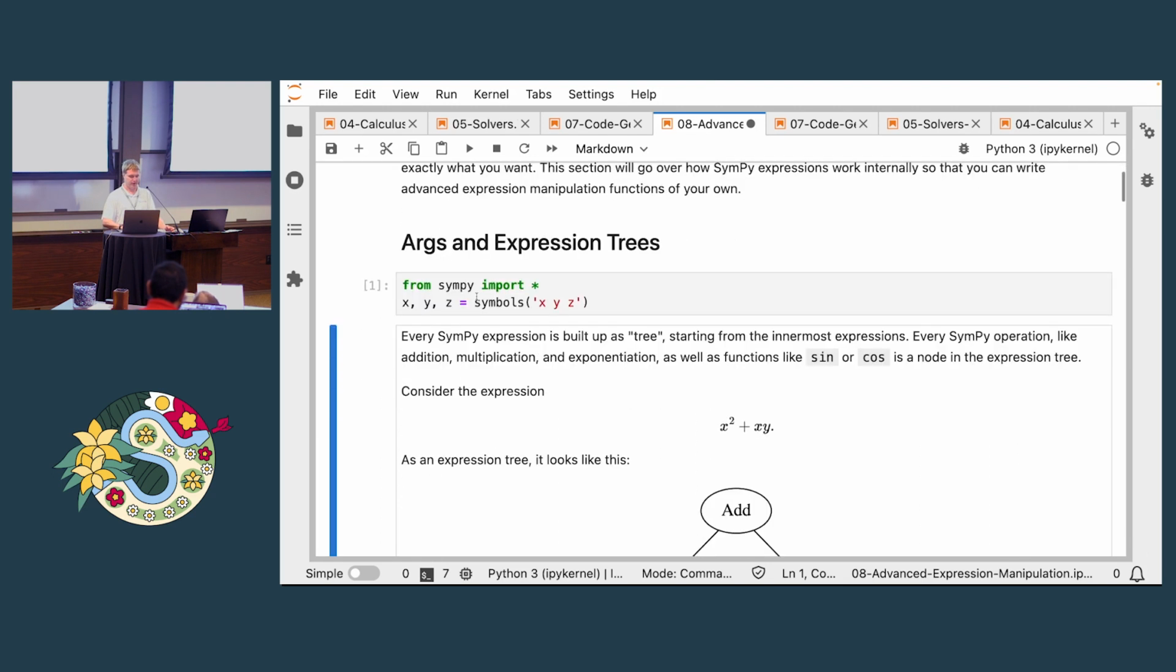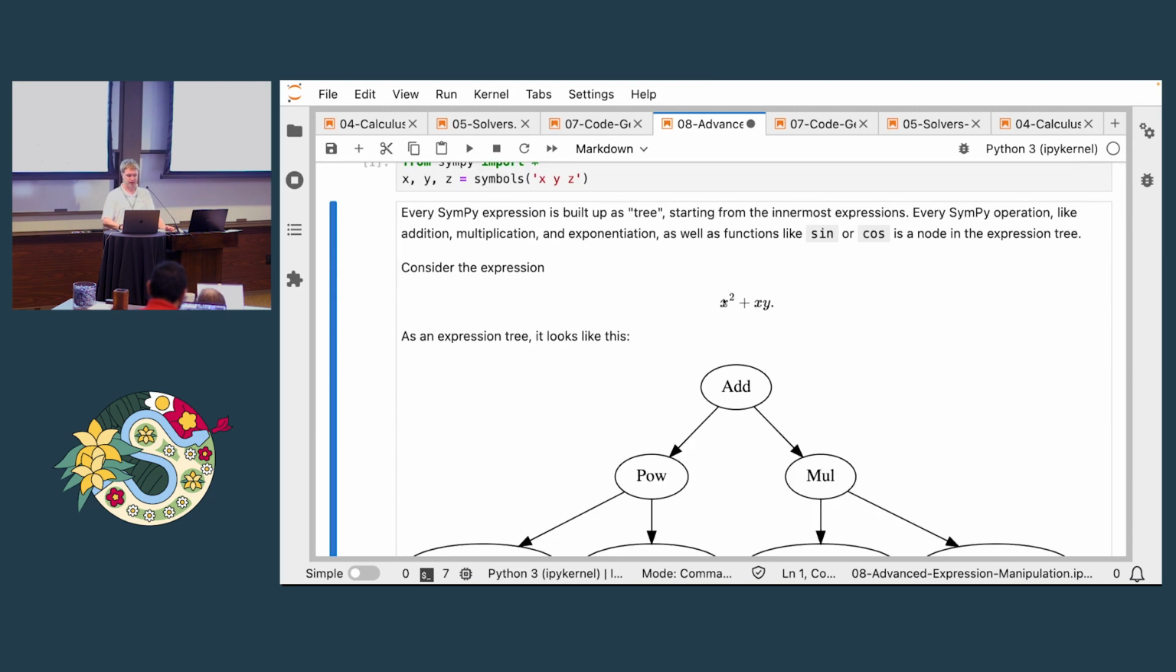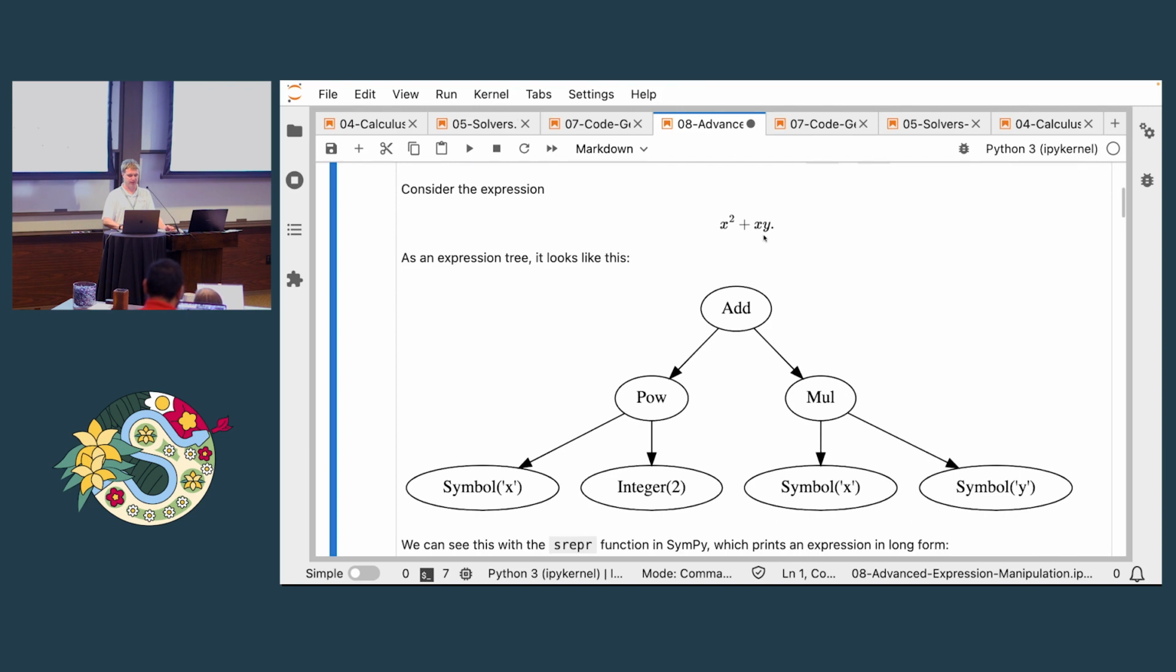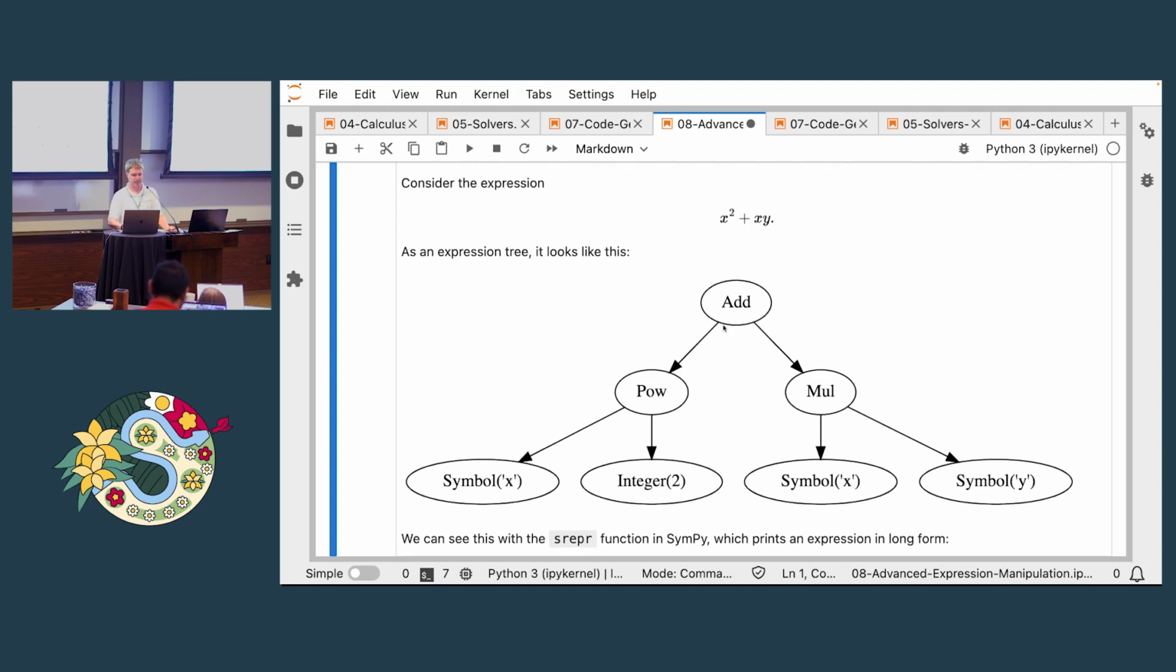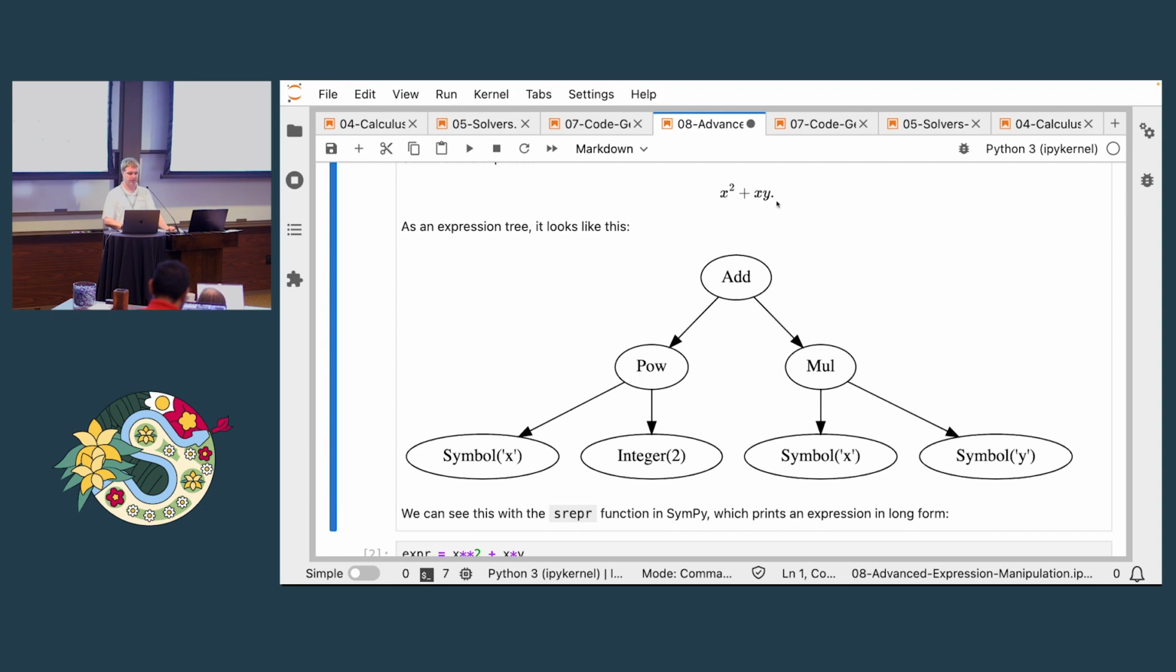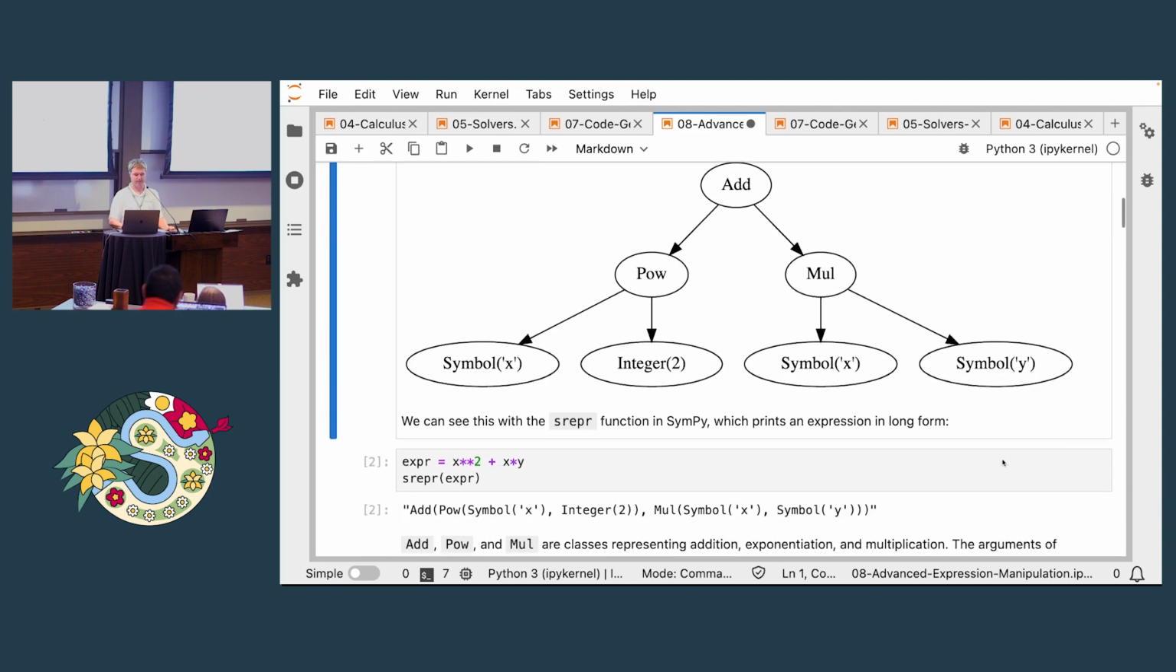If you take a SymPy expression like x squared plus x times y, SymPy is going to represent this as an expression tree. Graphically, that would be something like this. The topmost expression is an addition. This left expression here is a power consisting of x and 2, and this right expression is a multiplication consisting of symbol x and symbol y.